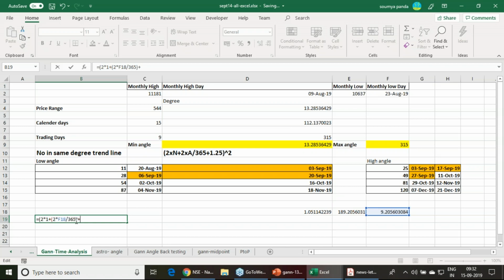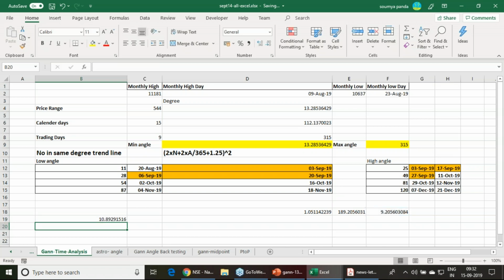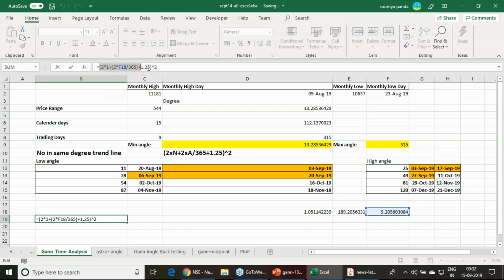Then I have to add the angle one constant, 1.25. So this should be taken as a double multiple. So that is the first number I got. For the second number I have to use the same formula, so I'm just copying this same part. Only n has to change.